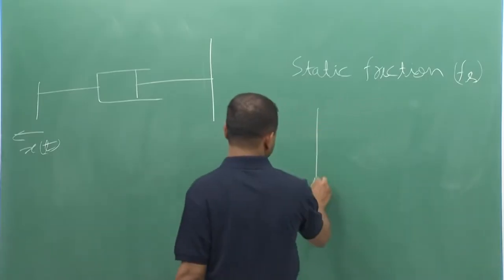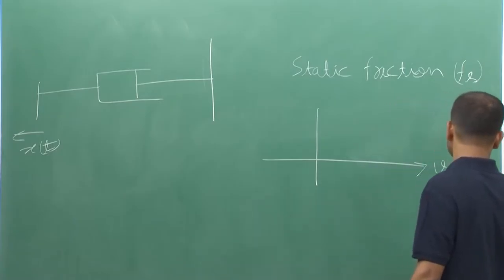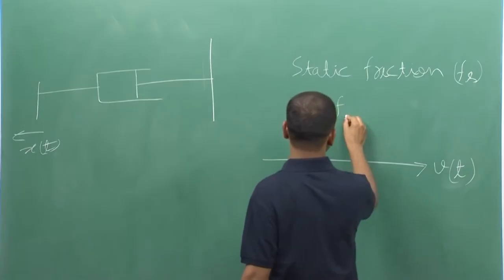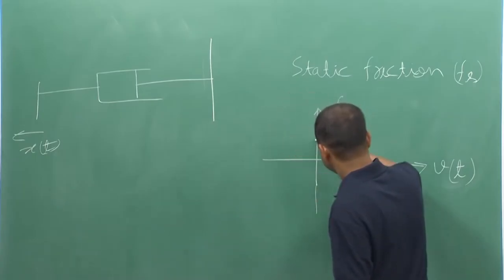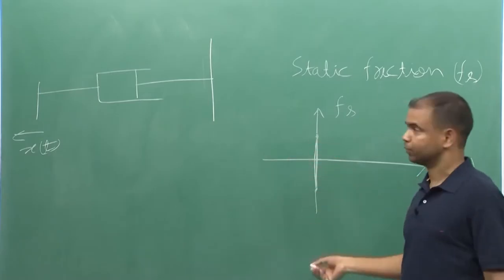If I plot it, it will be something like this. Suppose this is the velocity axis, and this is my friction F of S. It is something like this. Whenever there is velocity, it will be 0.